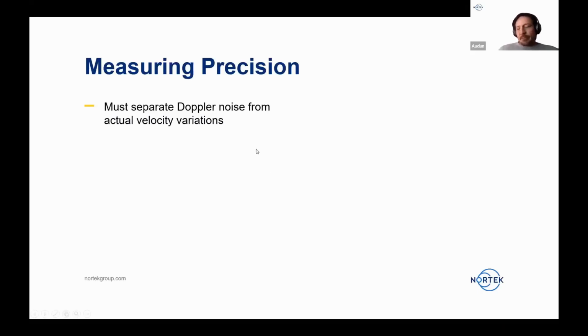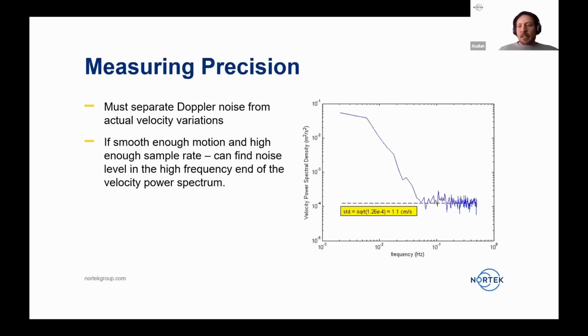However, if I'm doing this in a more realistic scenario out in a vehicle, that's actually not going to have an absolutely stable velocity. So I have to separate the true velocity variations from the noise variations. And to do that, we typically apply some spectral techniques. So if the motion is smooth enough, and my sample rate is high enough that I can sample all the true motion and oversample a little bit maybe, then I can apply the spectrum.